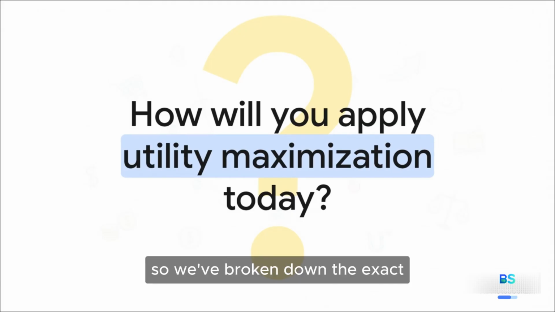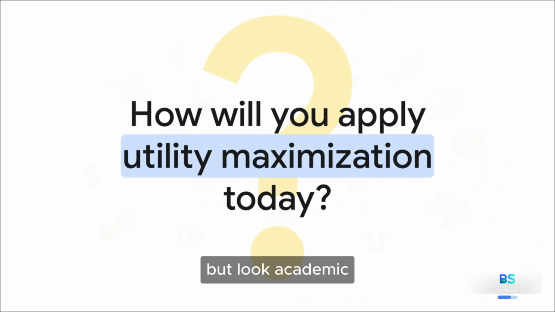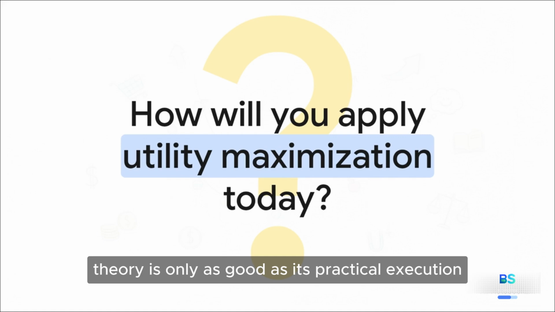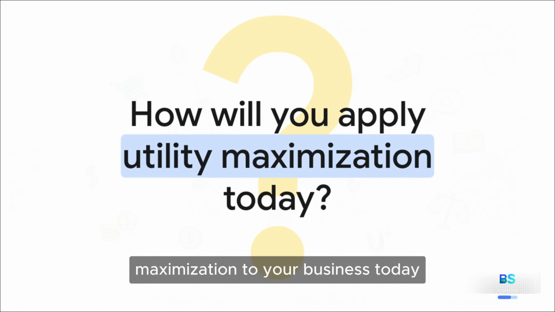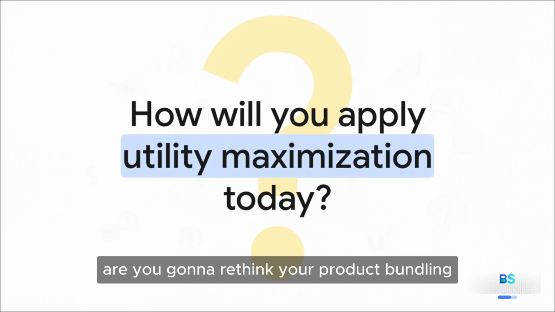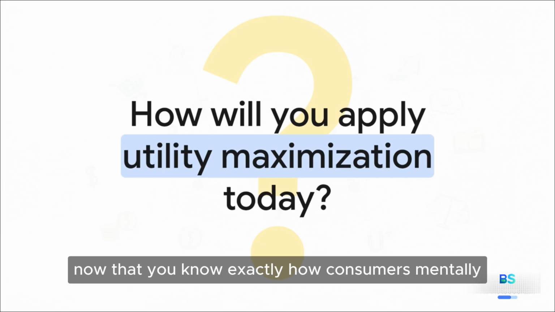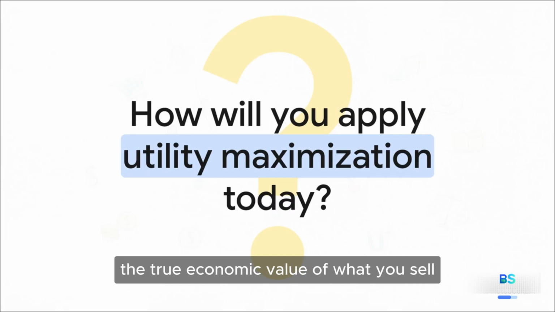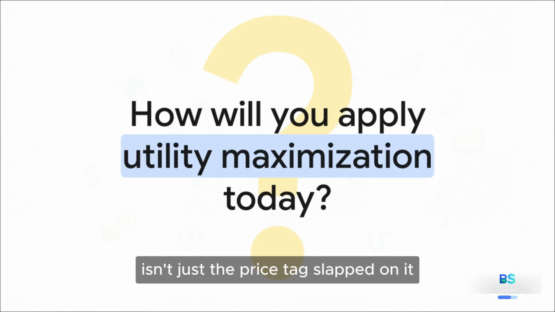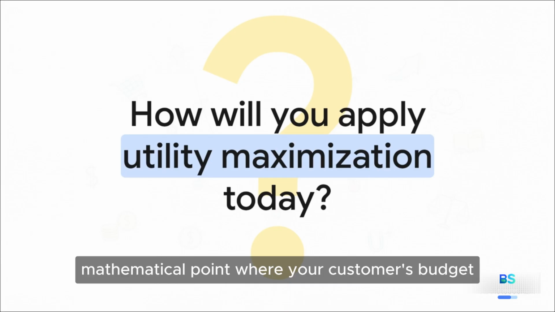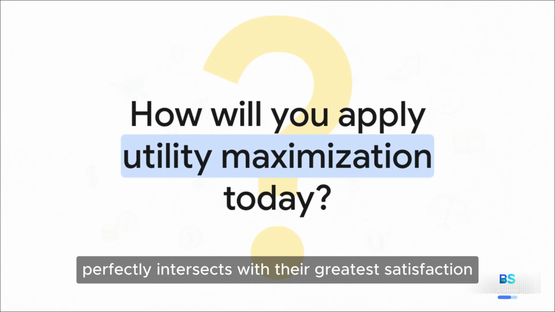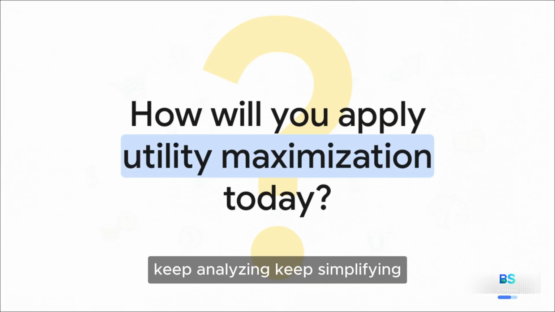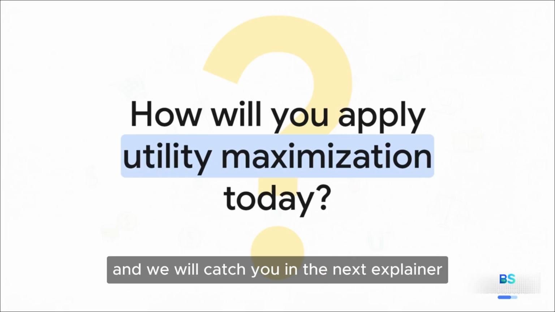So we've broken down the exact mathematics of satisfaction, from diminishing marginal returns all the way to indifference mapping. But look, academic theory is only as good as its practical execution. How will you apply utility maximization to your business today? Are you going to rethink your product bundling now that you know exactly how consumers mentally trade one feature for another? The true economic value of what you sell isn't just the price tag slapped on it. It is finding that exact mathematical point where your customer's budget perfectly intersects with their greatest satisfaction. Keep analyzing, keep simplifying, and we will catch you in the next explainer.